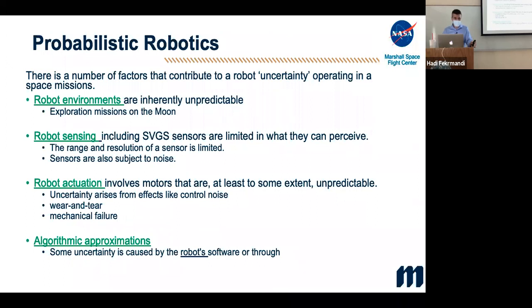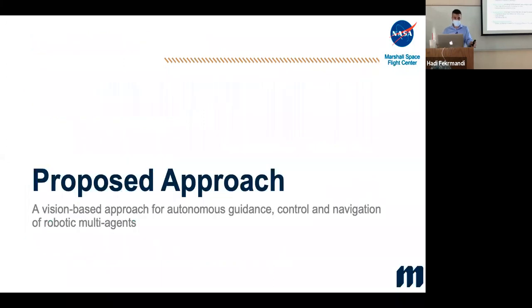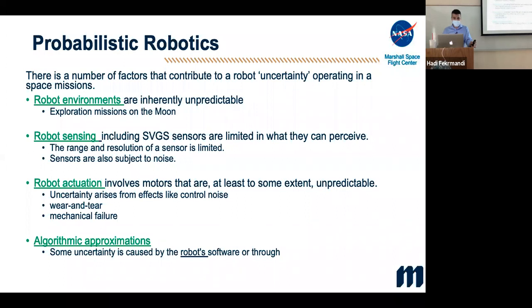So probabilistic robotics in general is a technique that we chose, and in that context, distributed state estimation is used. Here in this slide, you can see the robot environment and robot sensing. These are the sources of the uncertainties. Even if it is not a sandy environment, this can come from a lot of different resources.